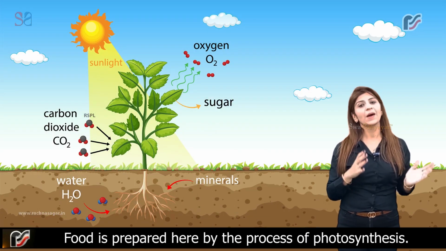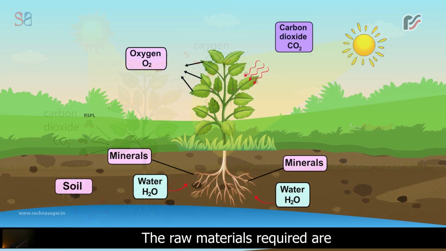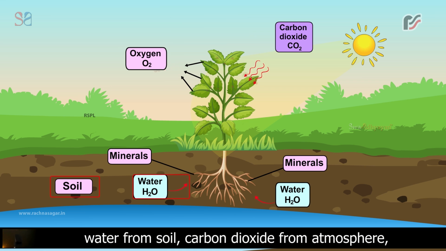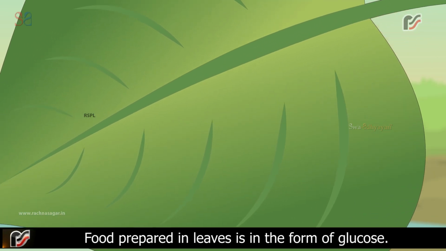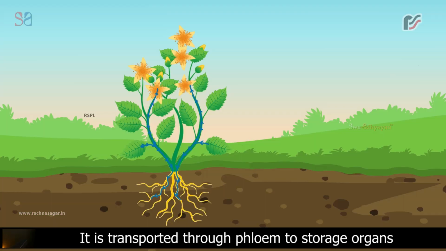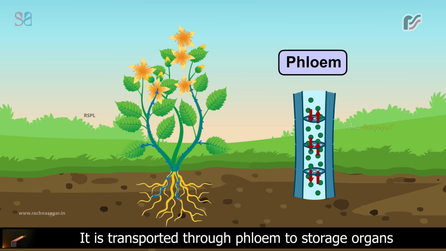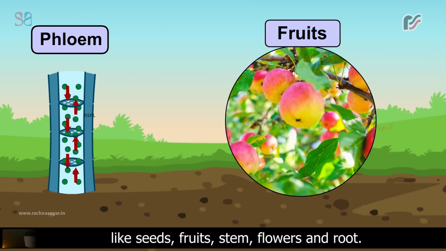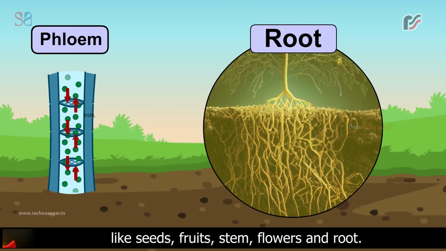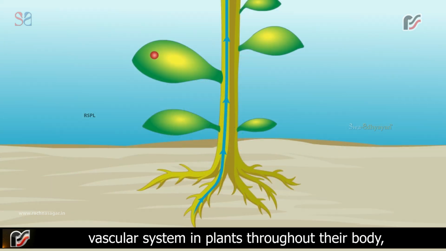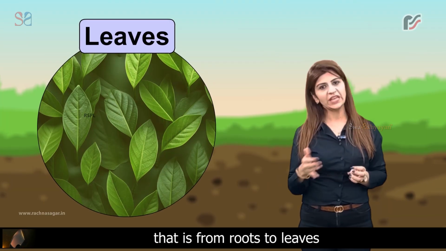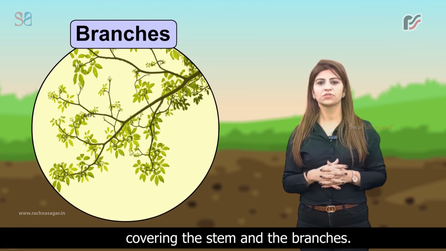Food is prepared here by the process of photosynthesis. The raw materials required are water from soil, carbon dioxide from atmosphere, chlorophyll present in leaves, and sunlight from the sun. Food prepared in leaves is in the form of glucose. It is transported through phloem to storage organs like seeds, fruits, stem, flowers, and root. Thus, xylem and phloem are present as vascular system in plants throughout their body. That is, from roots to leaves covering the stem and the branches.